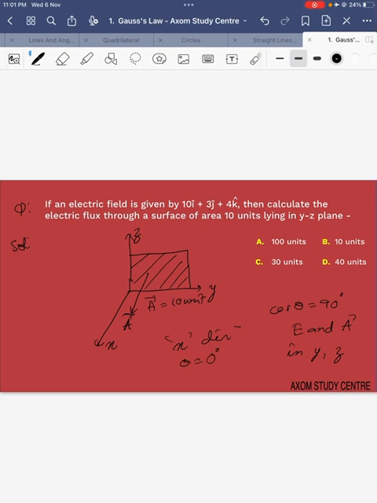theta is 0 degree. So phi equal to E cos 0 A. E is given as 10 i cap, and the area is 10 given. So it is 100 i. 100 along the direction i, and they are asking for the magnitude, so the answer is 100.